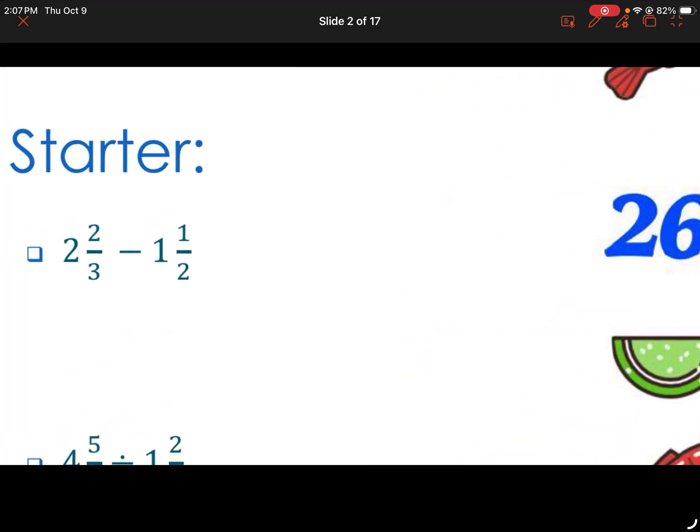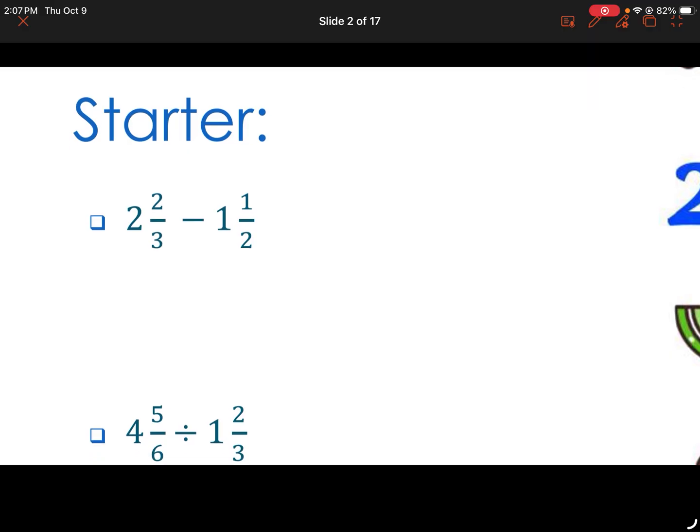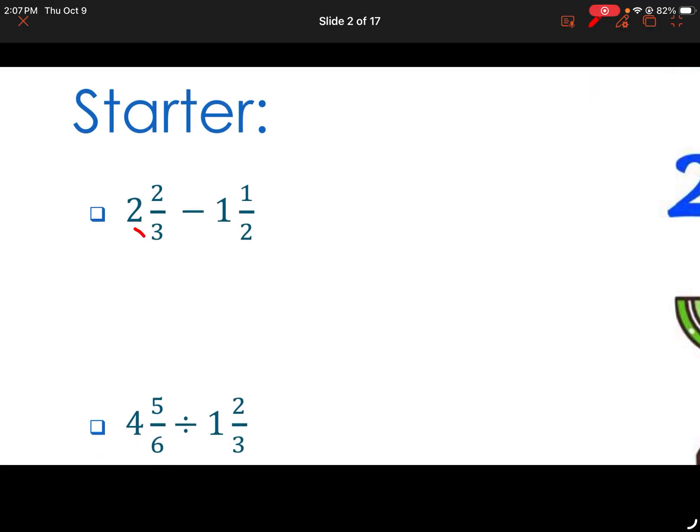Just a reminder then, when we add or subtract fractions or multiply or divide fractions that are mixed, you should turn them into improper. So to do that, we do 2 times 3 plus 2. So that's 8 over 3, right? Because 2 times 3 is 6, plus 2 is 8. Keep the denominator the same. And then do 1 times 2, which is 2, plus 1, which is 3. So it's 3 over 2.